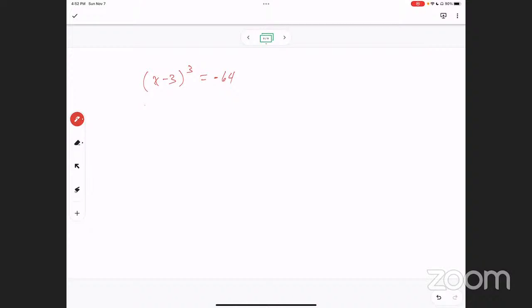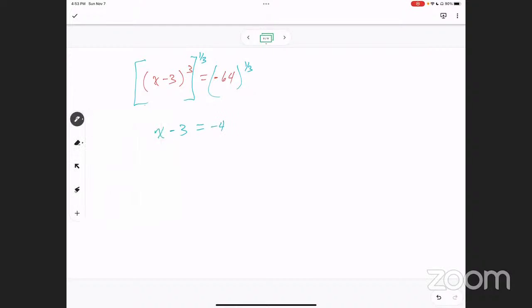So to do a problem like this, how do I undo a cube? Remember we talked about before? You cube root both sides, which means the 1/3 power. So on the left side, I'll just get x minus 3. And on the right side, what's the 1/3 power of negative 64? It would be negative 4.